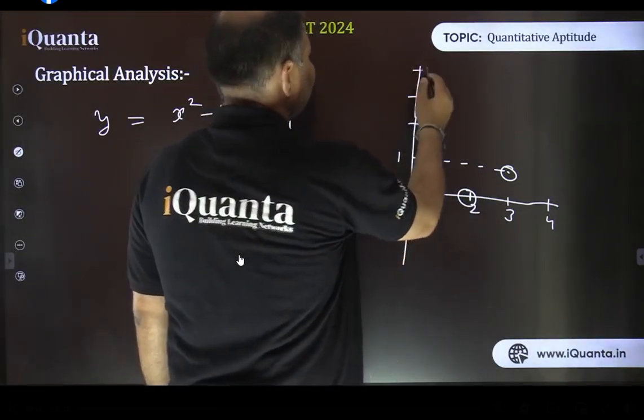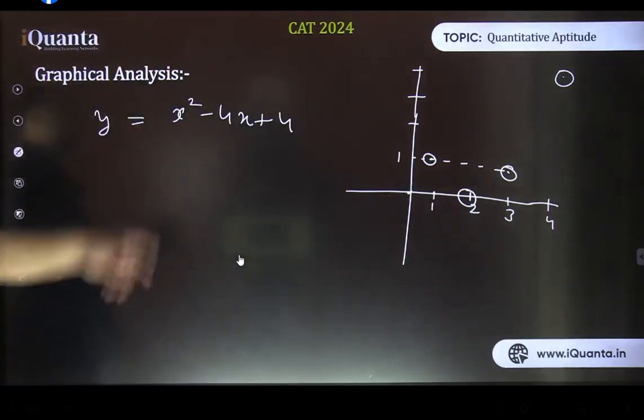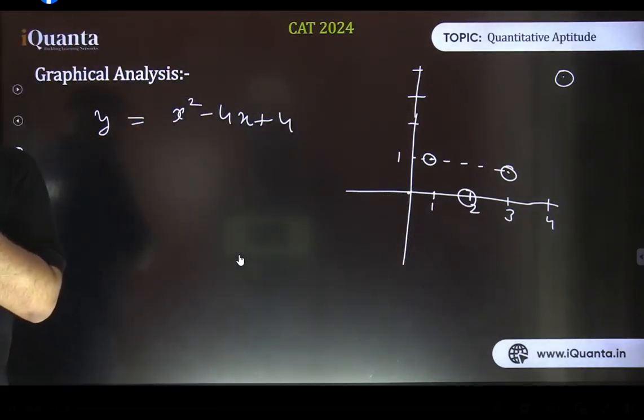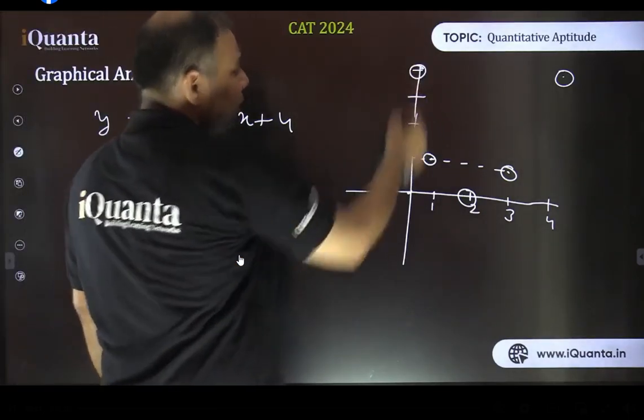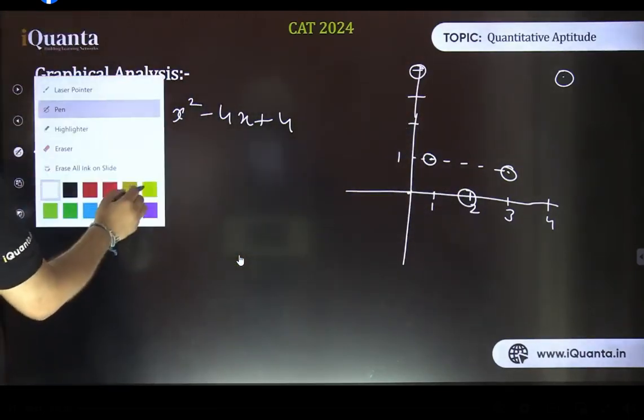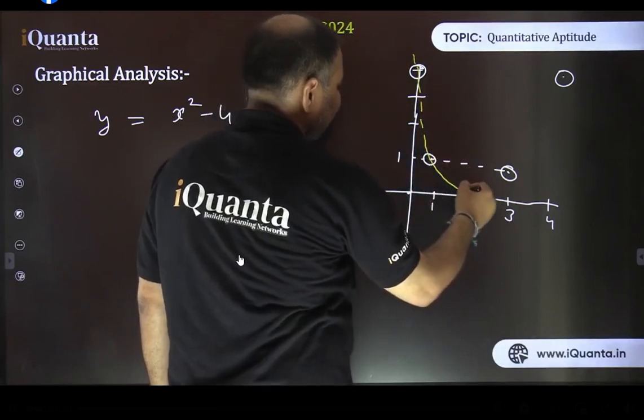1, 2, 3, 4, let's say somewhere here. And what about at x equal to 0? If I put x equal to 0, again it is going to be 4, isn't it? So if you join all these points, you are going to get a graph something like this, something in the shape of a U.